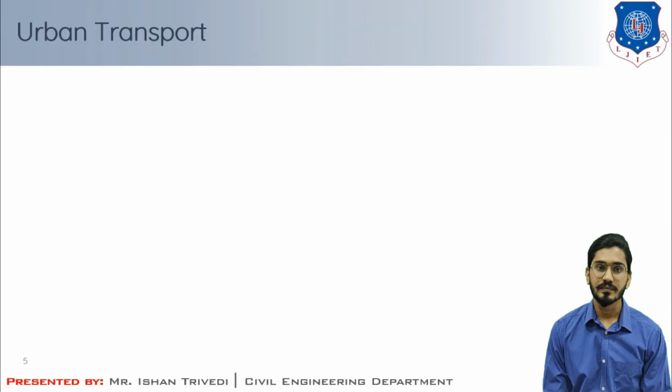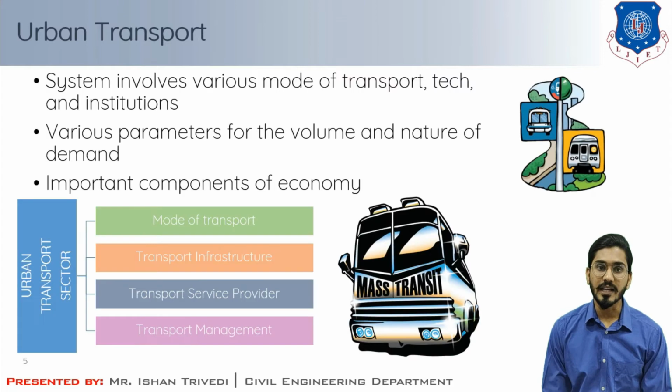Now, when I am talking about transportation engineering, urban transport is a complex system involving various modes of transportation. In the urban area, this variety starts with local transport, intermediate public transport and private transport. The volume and nature of demand for urban transportation are derived from the overall pattern of socio-economic activities and their interactions within the area.